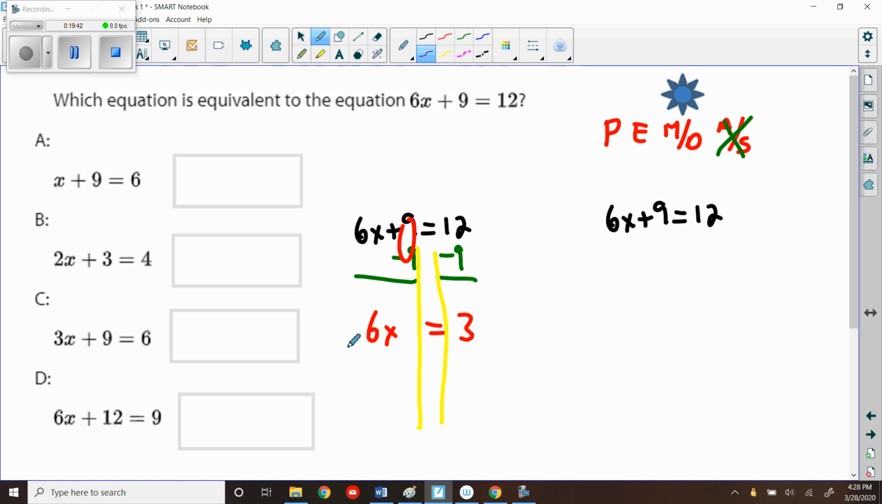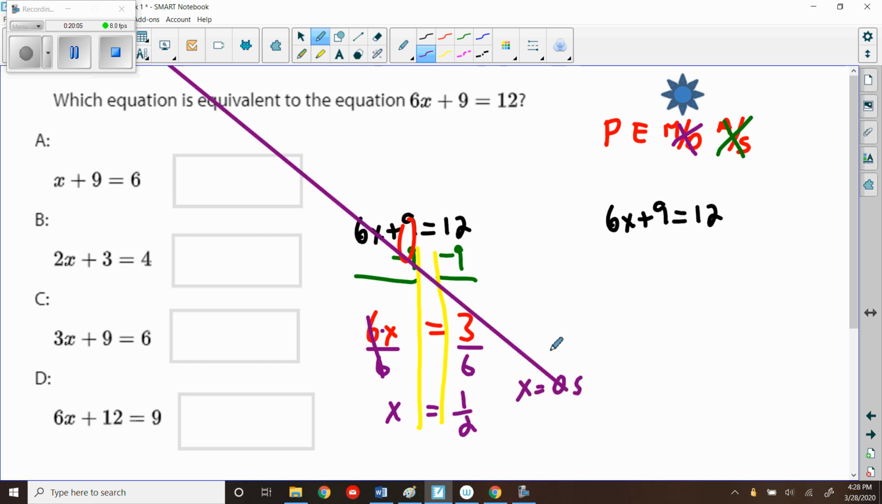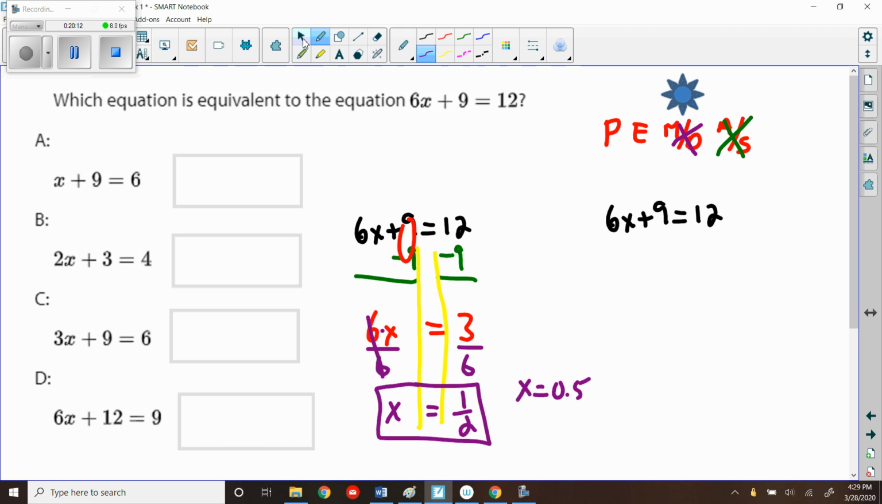Okay, and then to undo this times 6, attack multiply divide second, I will use that fraction bar to divide 6 on this side and divide 6 on this side to maintain balance. 6 divided by 6 is 1, and 1 times x is x equals 3 divided by 6 is a half. You could also write x equals 0.5, but fractions are my friends. I'm going to go with x equals 1/2. So the question is, which equation is equivalent to this?